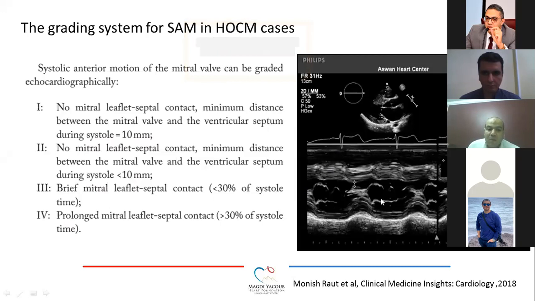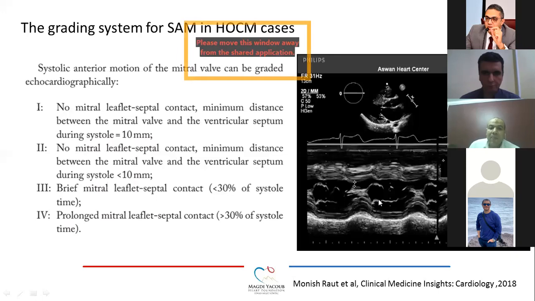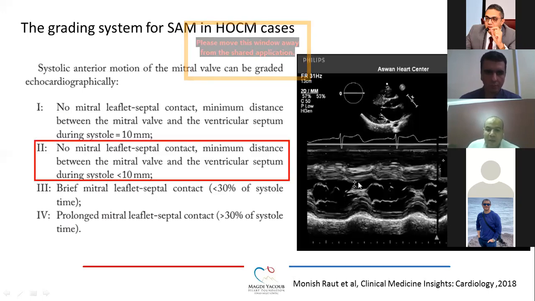And from this grading of the SAM, we can predict the LVOT obstruction. Usually when there is a grade 4 SAM, there will be marked LVOT obstruction. When there is a grade 1 SAM, usually there will not be marked obstruction. So in our case, there is no mitral septal leaflet contact, and the distance is less than 1 centimeter, so it is SAM grade 2.